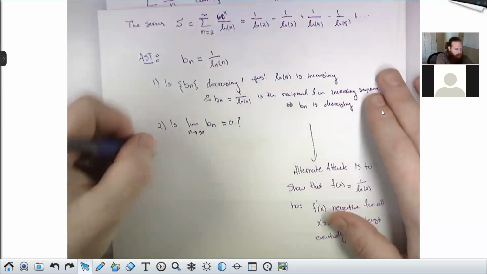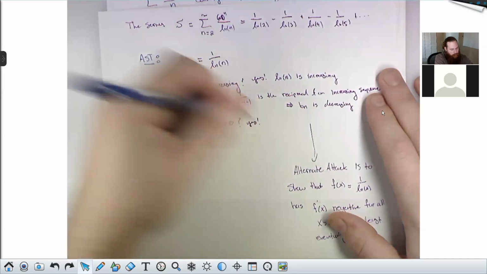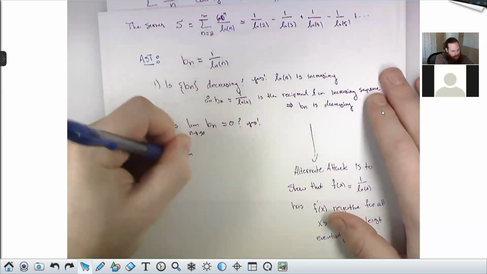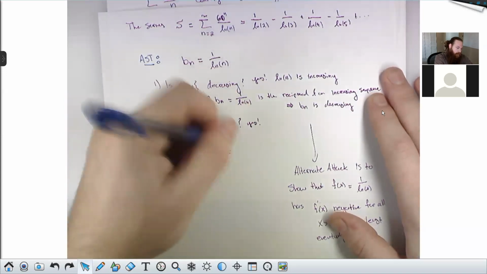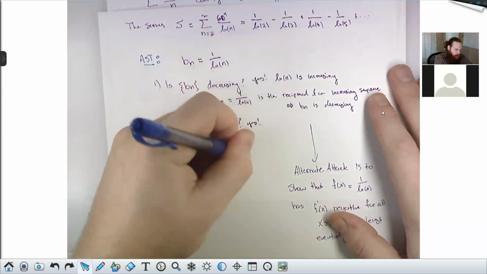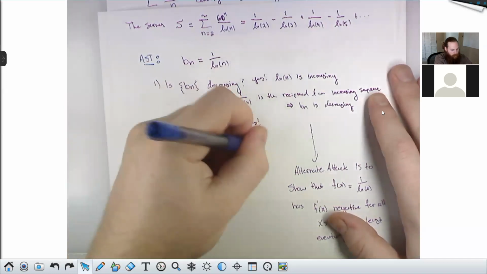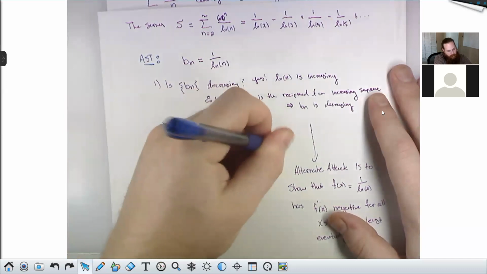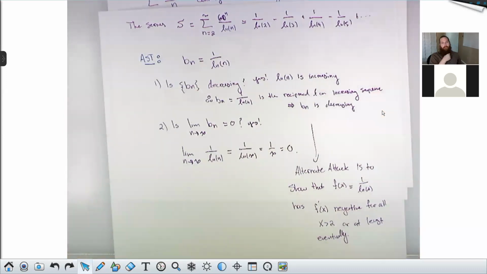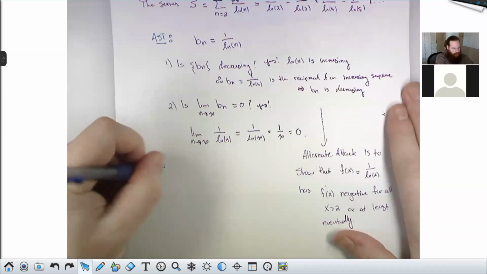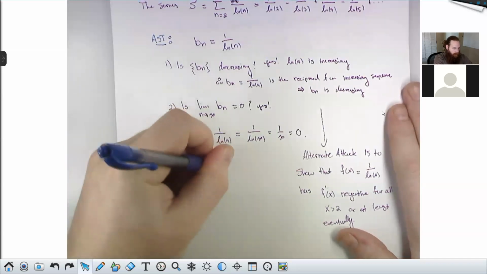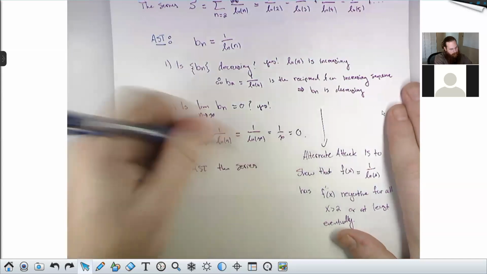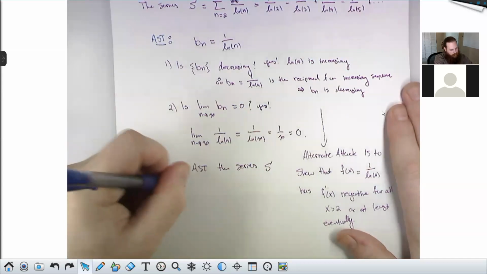And then the limit of the BNs, yes, this limit is 0 because the limit as n goes to infinity of 1 over the natural log of n is 1 over the natural log of infinity. The natural log of infinity is infinity, so that's 1 over infinity. That's 0. Therefore, by the alternating series test, the series S converges.